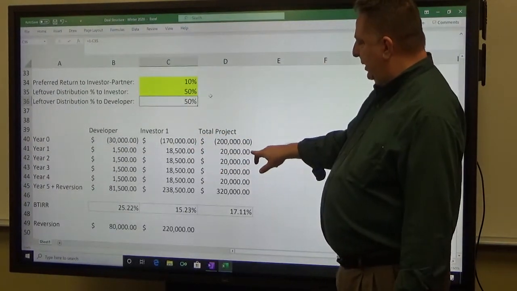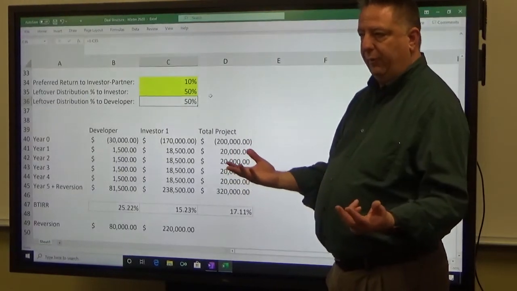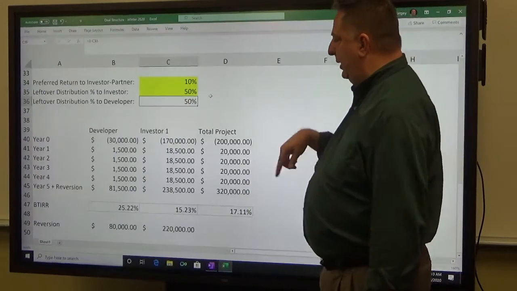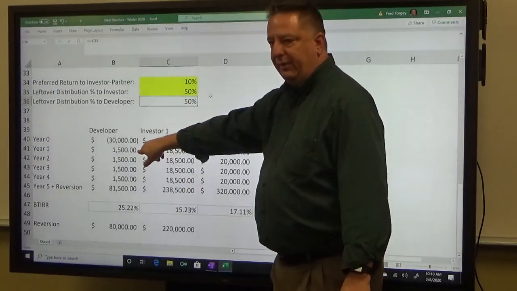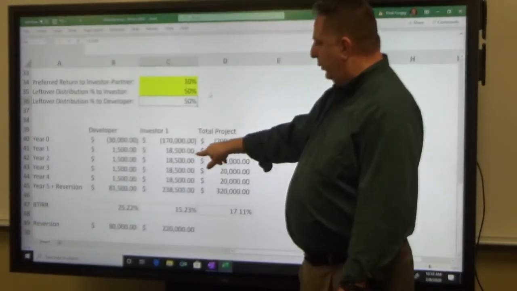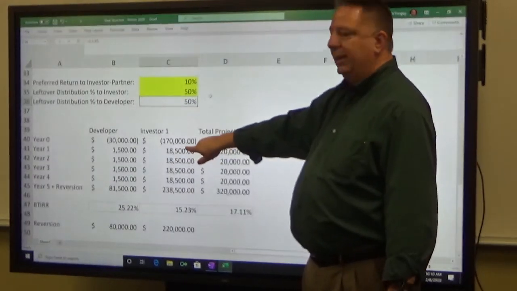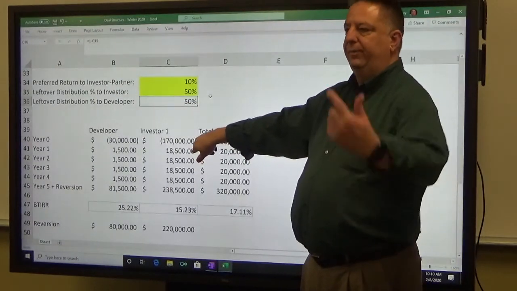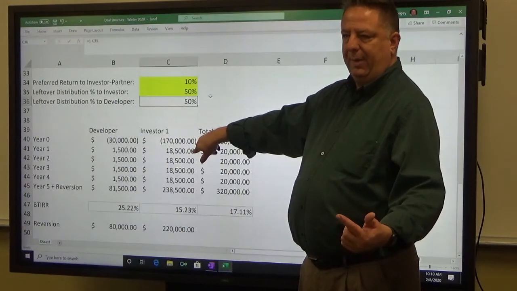Well, 17,000 from 20,000 means 3,000 left over. That 3,000 left over then gets split 50-50. So 1,500 of that 3,000 goes to the developer. The remaining 1,500 goes over here. So this is really what? 17,000 plus 1,500 left over. Okay, are you with me on the math?